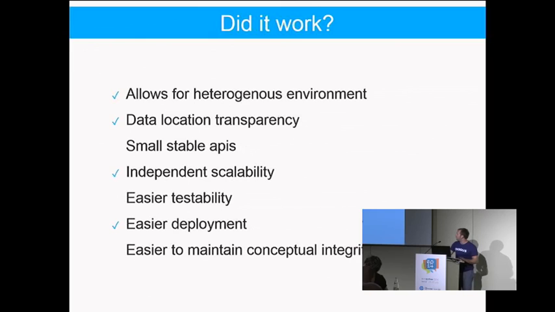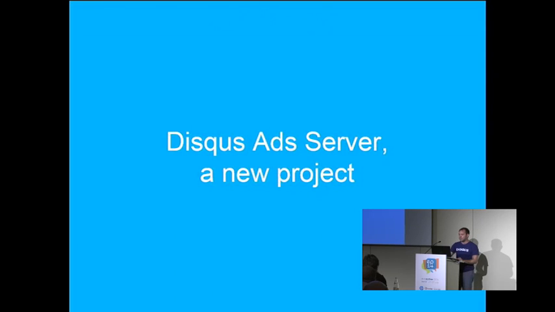So on our report card, we did okay. We got our heterogeneous environment, and we utilized that. We have the Go celery tasks, data location transparency, independent scalability, and easier deployments. Something I didn't say about those deployments, we can actually deploy those services, the service clusters, separately. So if we need to deploy just something for one of them in an emergency, we can totally do that. We usually deploy the entire thing at the same time, though.